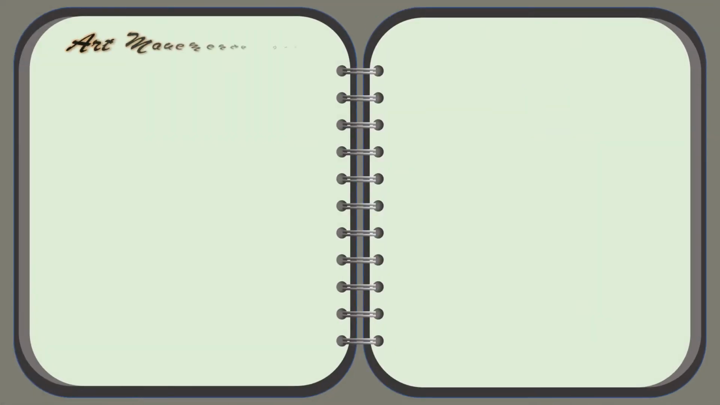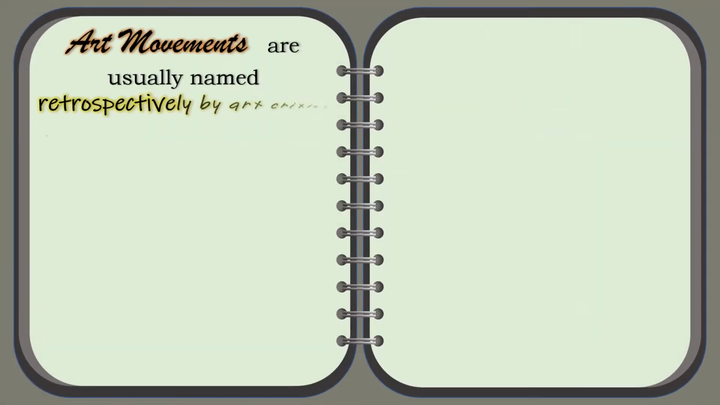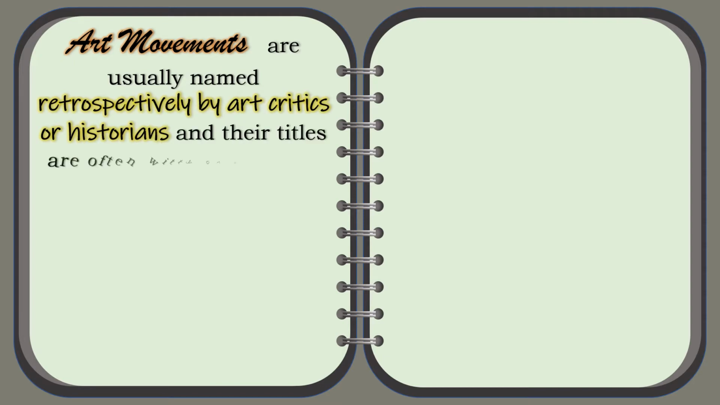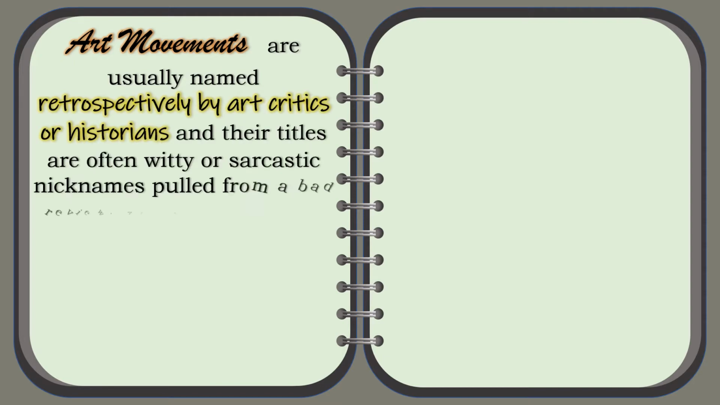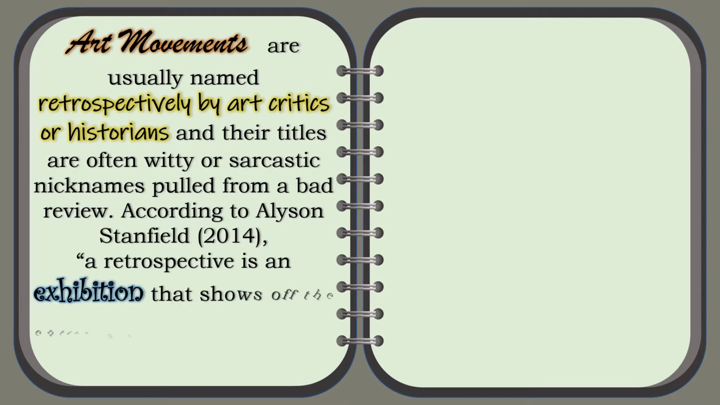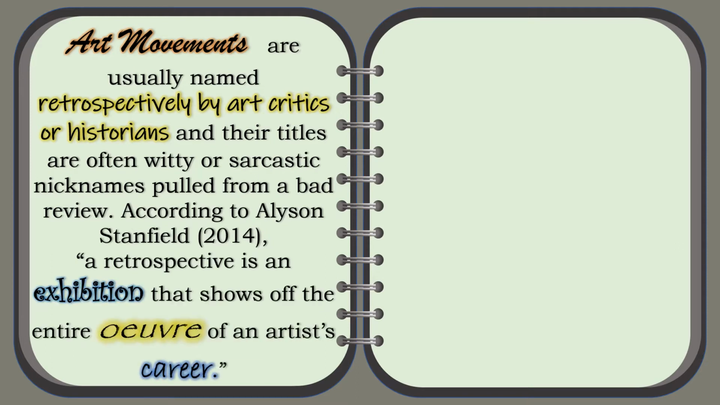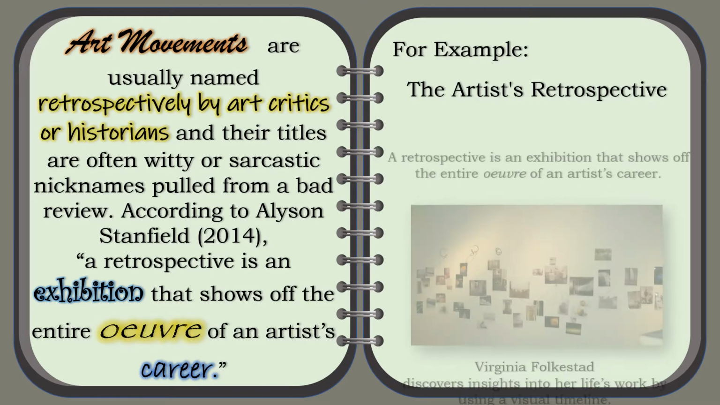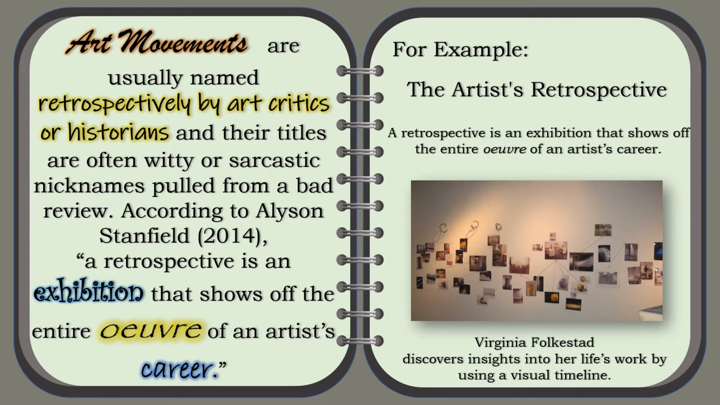Art movements are usually named retrospectively by art critics or historians, and their titles are often witty or sarcastic nicknames pulled from a bad review. According to Alison Stanfield, a retrospective is an exhibition that shows off the entire span of an artist's career. For example, the artist's retrospective, an excerpt from Virginia Folkstead, discovers insights into her life's work by using a visual timeline.